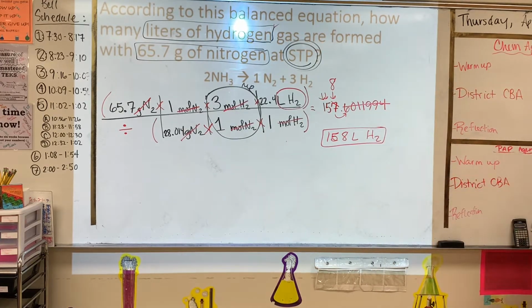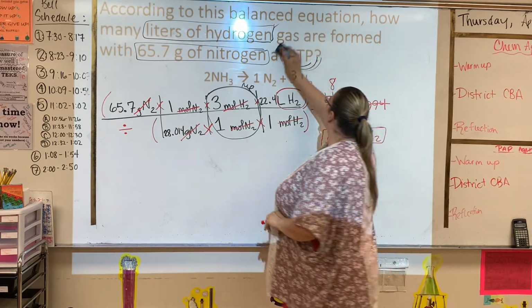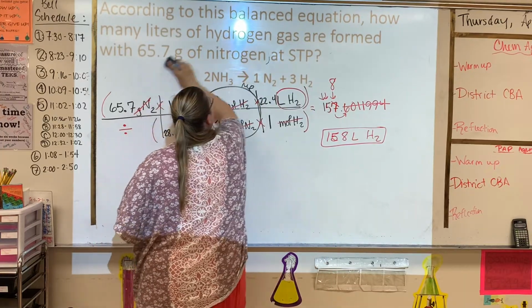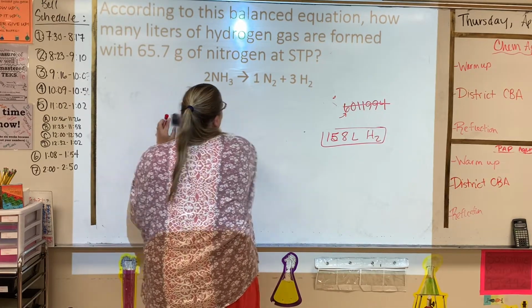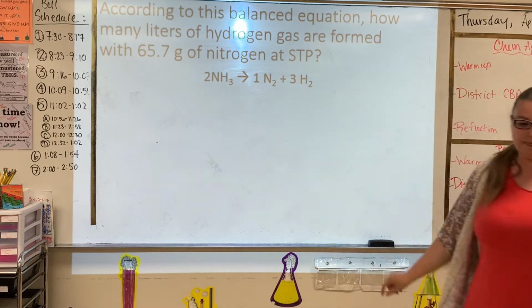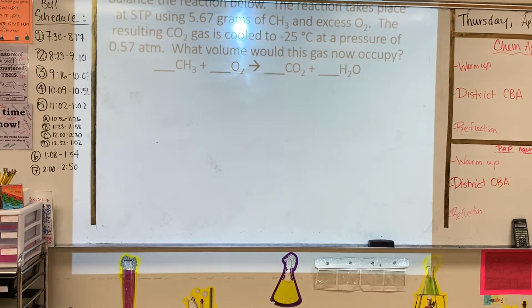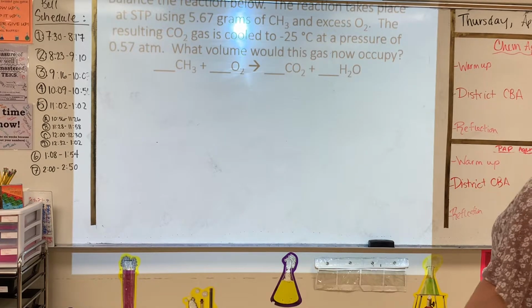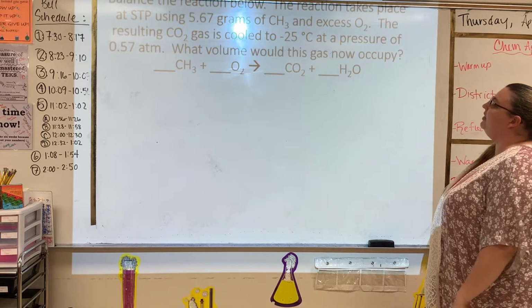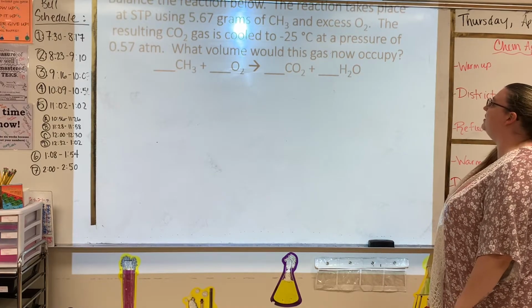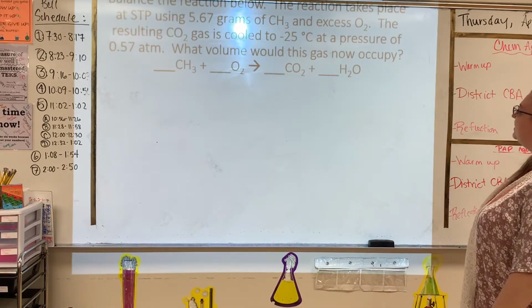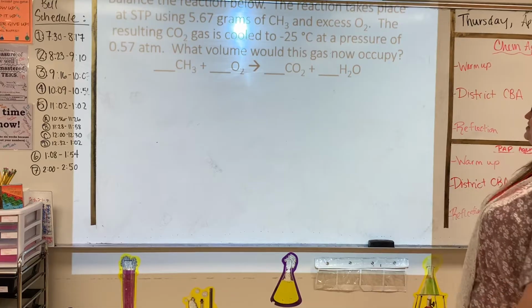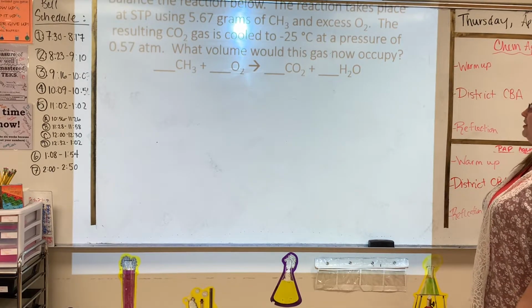All right, these are nice, straightforward problems. I want us to do one that's a little bit more complicated. Let's try a really tough one. We're gonna do one where we use gas Stoich alongside the combined gas law. Okay? It says to balance the reaction below. The reaction takes place at STP using 5.67 grams of CH3 and excess O2. The resulting CO2 gas is cooled to negative 25 degrees Celsius at a pressure of 0.57 atmospheres. What volume would this gas now occupy?